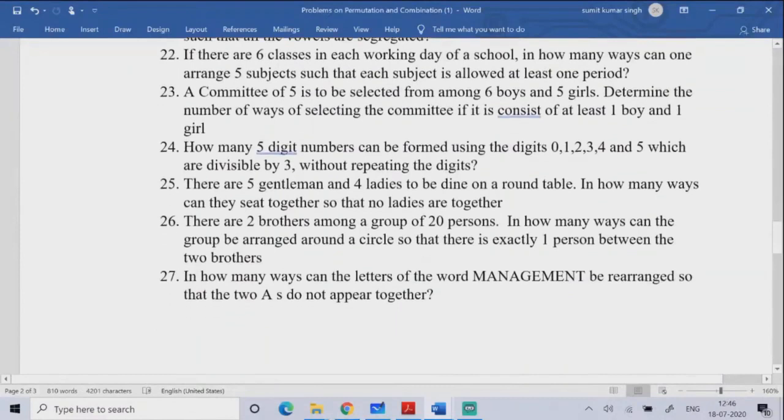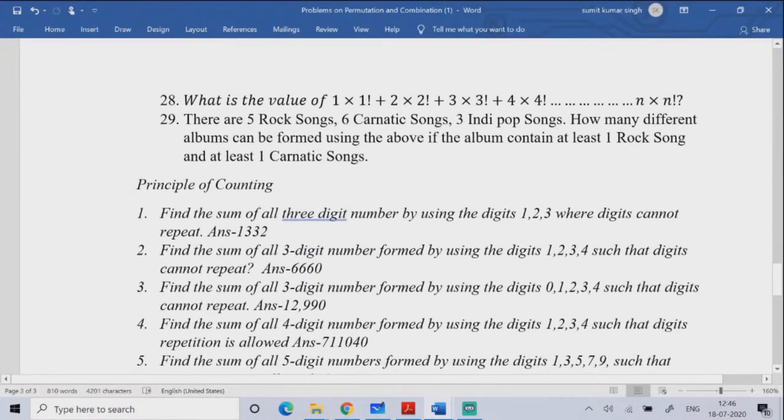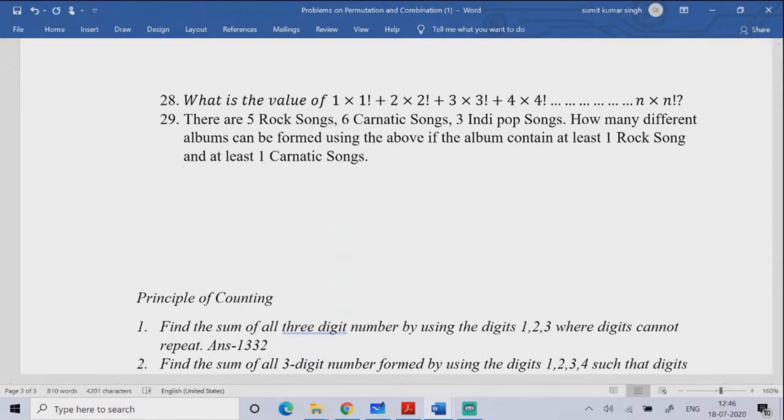Suppose you can see this question, question number 29. There are 5 rock songs, 6 Carnatic songs, and 3 indie pop songs.